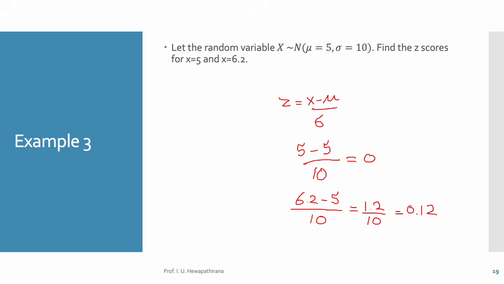Now, what we did here was basically we first had x like this. So the mean was 5 and the value that we were interested in was 6.2 and the standard deviation was sigma equals 10. We just converted this into the standard normal distribution where the mean was 0 and the value that we were interested in was 0.12 standard deviations away from the mean.